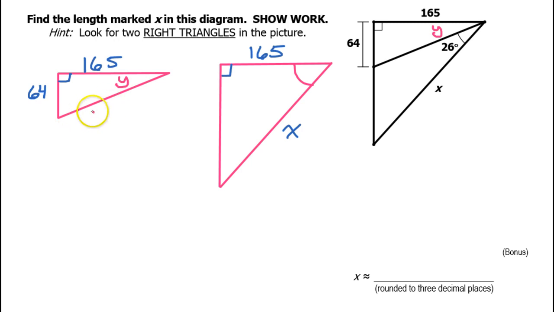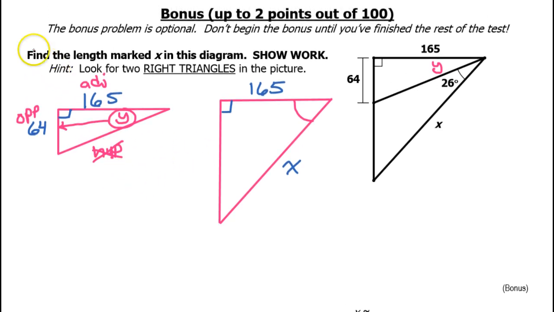Now, notice that this is the hypotenuse right here, across from the 90-degree angle. It is blank, so I won't use it. If I draw a circle around my angle and draw an arrow going away from it, that will tell me that the 64 is the opposite leg, and therefore the 165 is the adjacent leg, the one that's close by. So, as we've done many times before, we will think SOH CAH TOA. Opposite and adjacent, that is the tangent function. So that's why I'm going to write tangent of y is equal to 64 over 165.